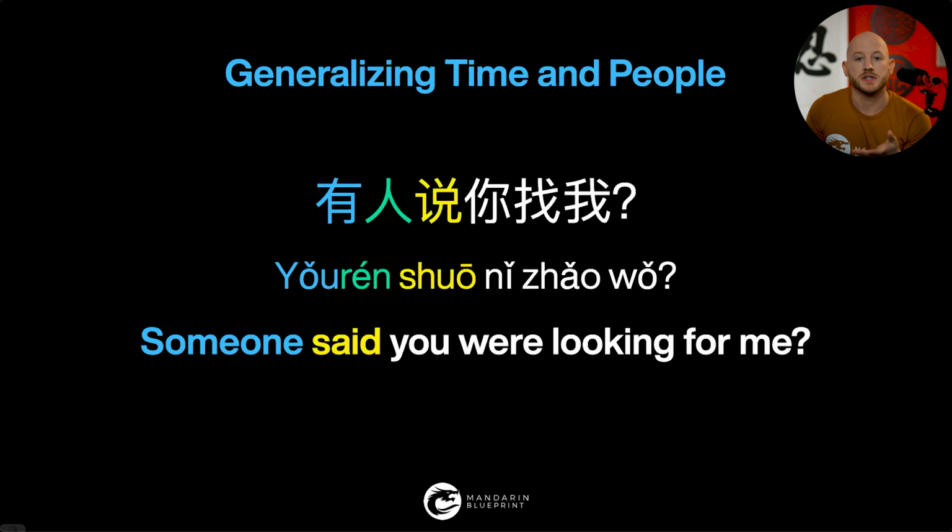有人说你找我. Someone said you were looking for me. 有人说. See how useful that is? There is a person that said 有人说. So you don't have to specify who it is. That's what I mean by it's a generalization. You're saying there once was a man who said a thing. And now you can more quickly express yourself.